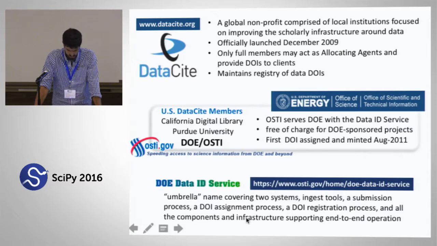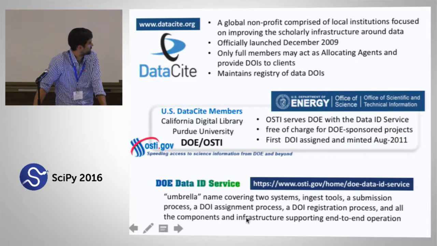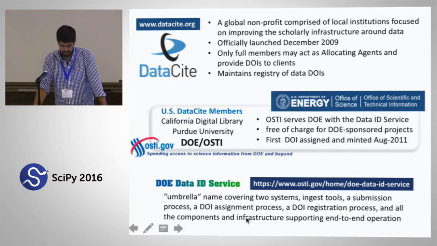They launched only in 2009, and if somebody wants to hand out DOIs to clients, to data clients, they have to be so-called allocating agents. So there's actually a whole process behind how you become a member. And there's 3 US members there, and it's the California Digital Library, the Purdue University, and then something called OSTI, which is the Office of Scientific and Technical Information.